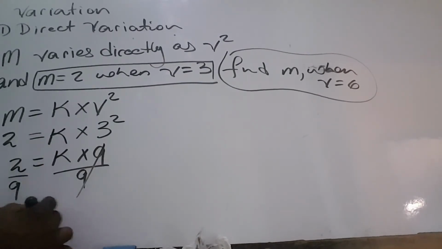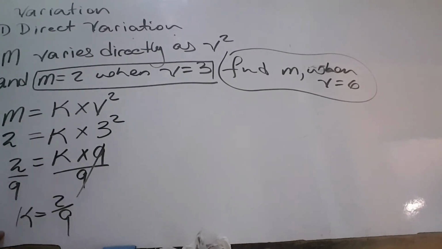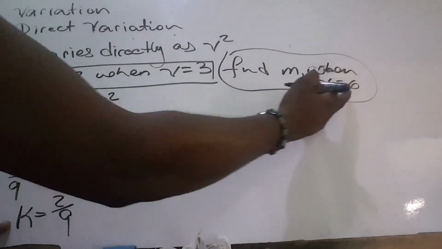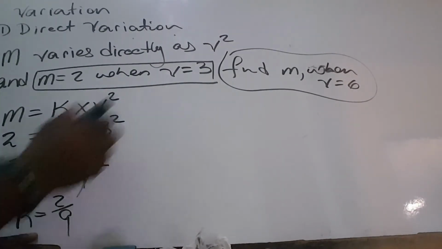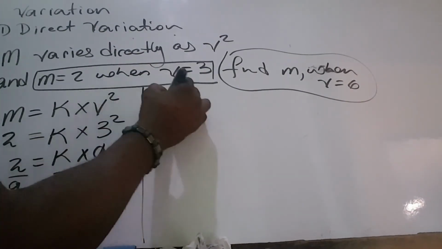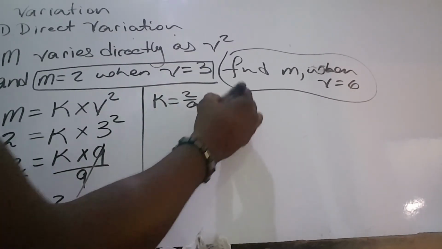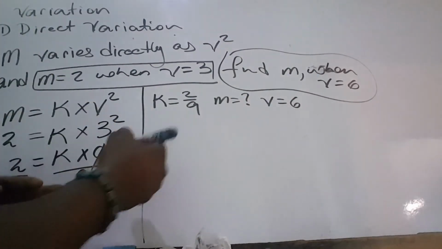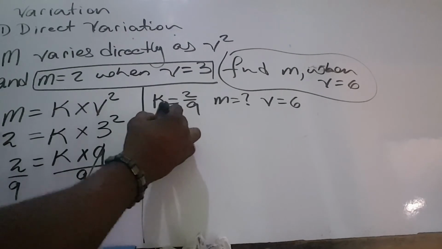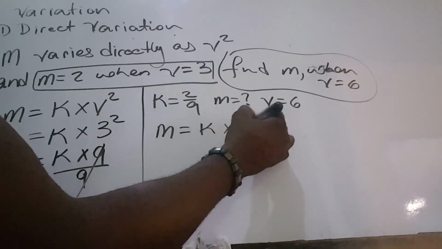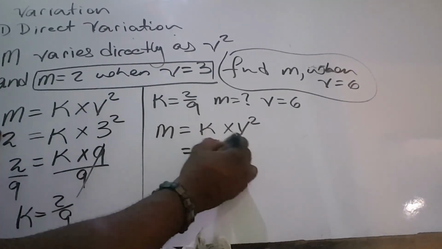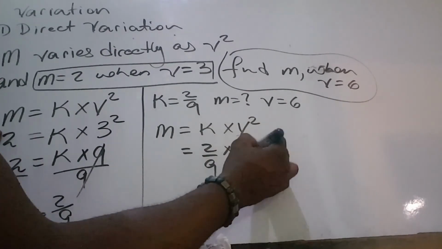So we have a value for k. Now, because we have a value for k, this is the constant, and it will not change. So while m becomes something else and v becomes something else, this will remain constant. So let us see now how we'd use that. Now that we know that k is 2 over 9, and we also know that v is equal to 6, we can use the same formula for this case, where m is equal to k times v squared. Substitute. So m is what we want to find, but k is 2 over 9 times v, which is 6 squared.